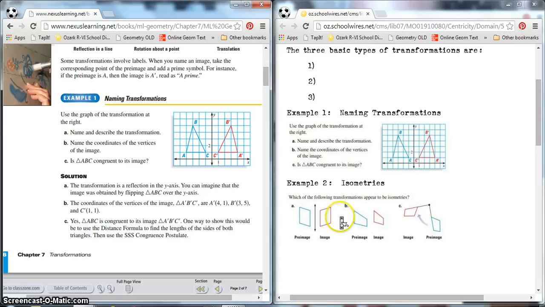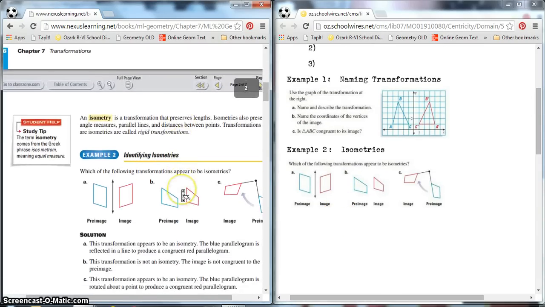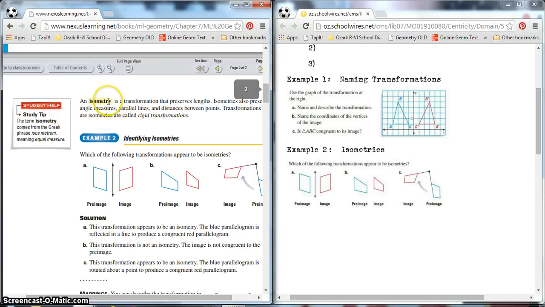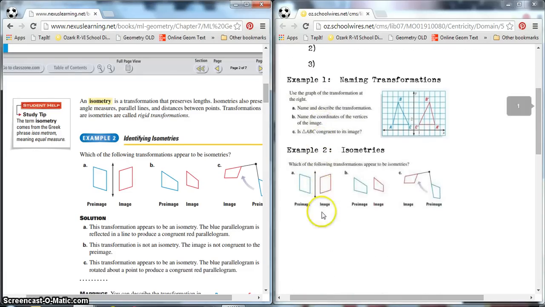So that's that. Now, the next thing is an isometry. Let's move on down to the next thing. An isometry is a transformation that preserves lengths. So a rigid transformation is an isometry. It doesn't change, it just preserves all the lengths that it had before. So let's go back up here and fill that in your notes. An isometry is a transformation that preserves length.